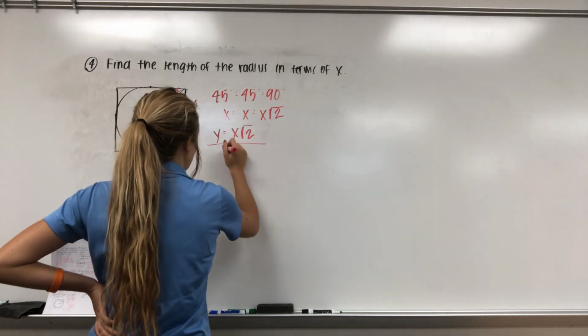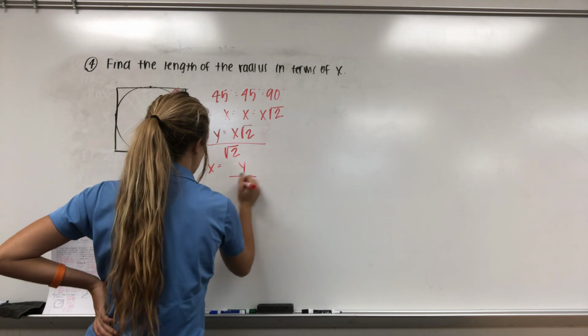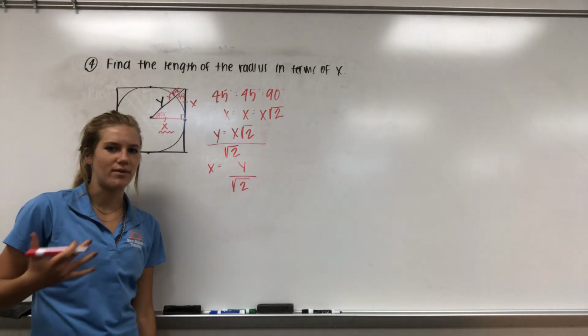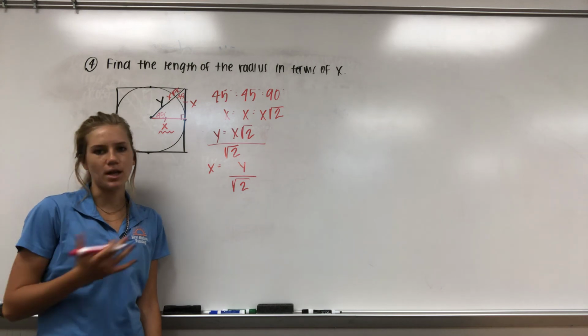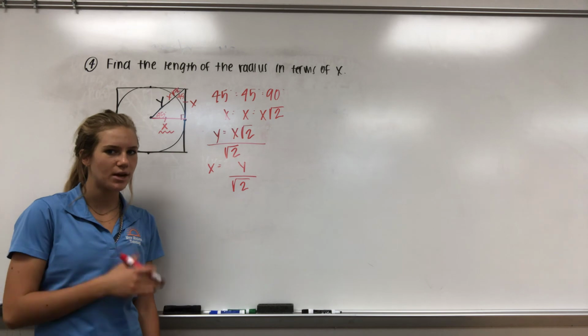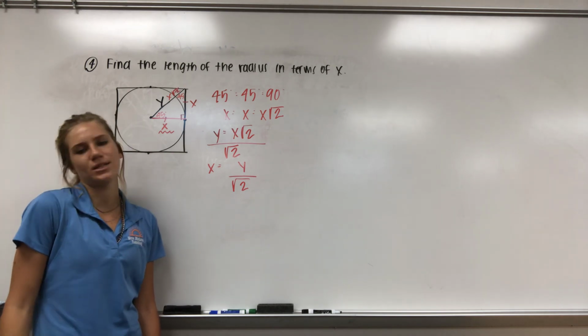So basically I'm just going to divide both sides by radical 2. So we have x is equal to y over radical 2. Now, you may have already dealt with this, you may have not. There's this concept in math where we don't like having radical numbers in the denominators of fractions. Don't ask me why, but it's really simple to get them out.